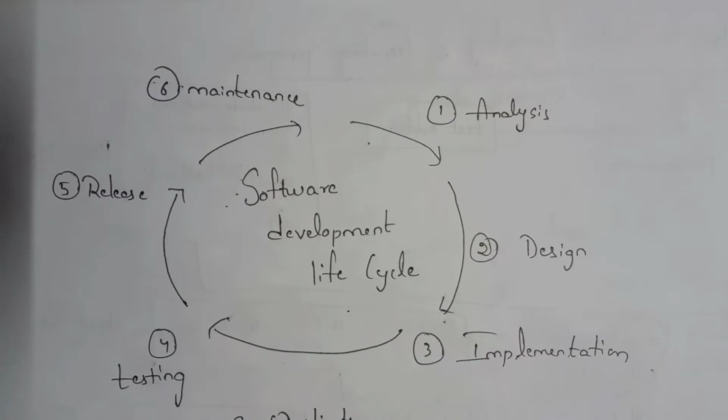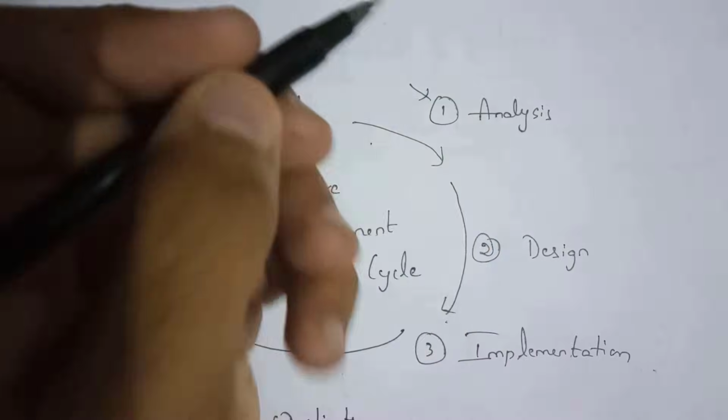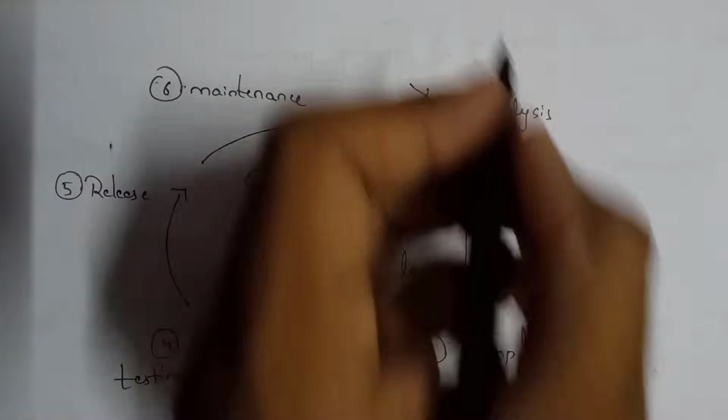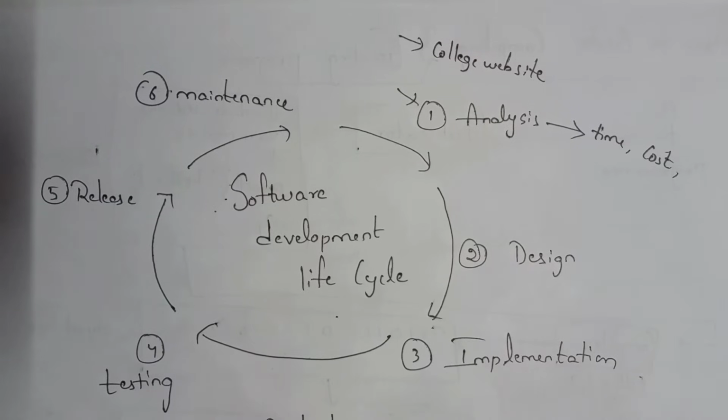Totally there are 6 stages in the software development lifecycle. The first stage is analysis. For example, a client has given a project to this software company in order to design one college website. How much time and how much cost are required in order to complete this project is known as analysis.